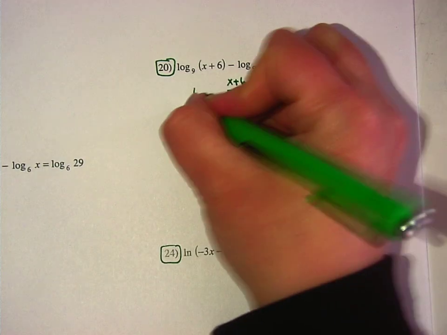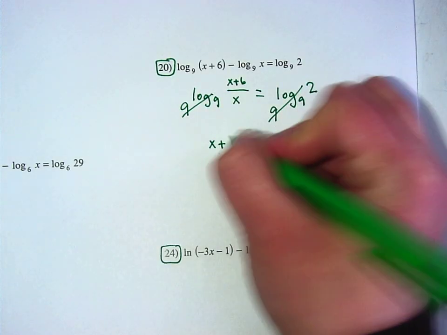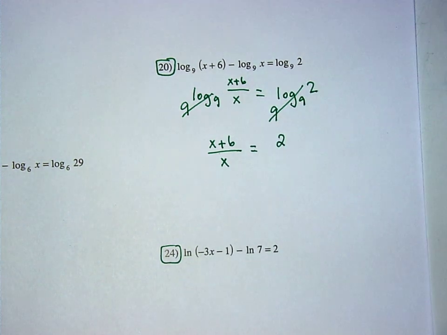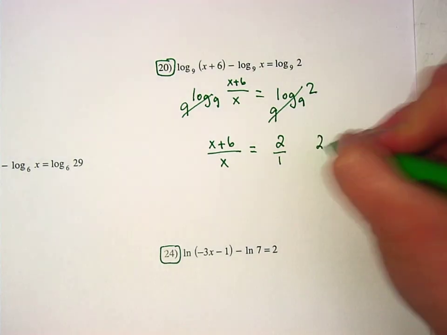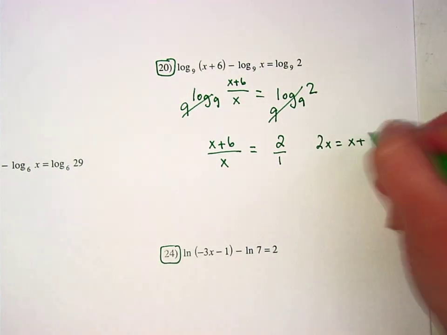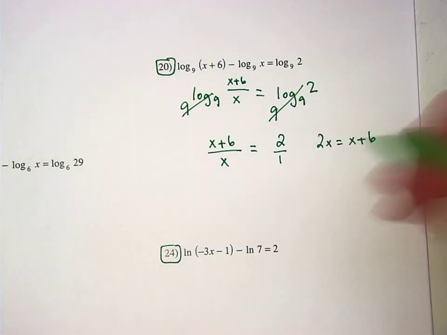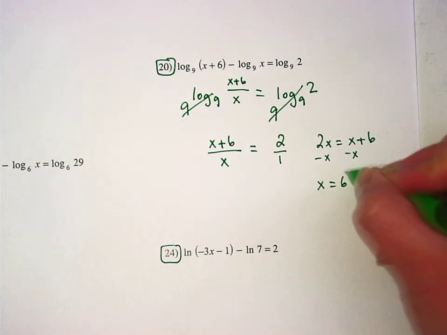Yep, base 9 on both sides, and those cancel out. So now I've got x plus 6 over x equals 2. Ideas? You could times by an x. You could also cross multiply if you prefer to think about it that way. That would be 2x equals x plus 6. And then I'm going to subtract 1x from both sides, and that becomes x equals 6.